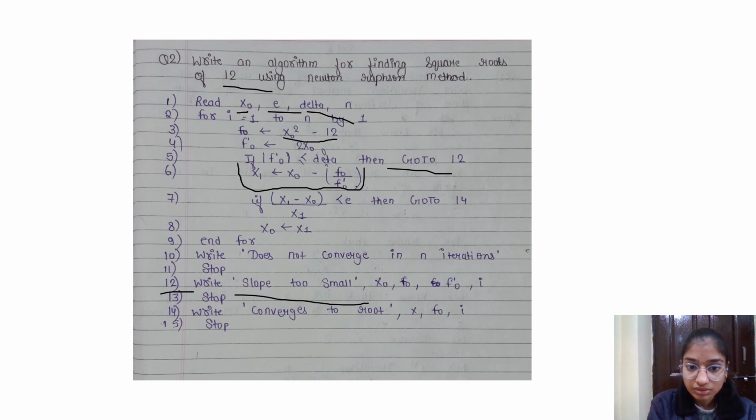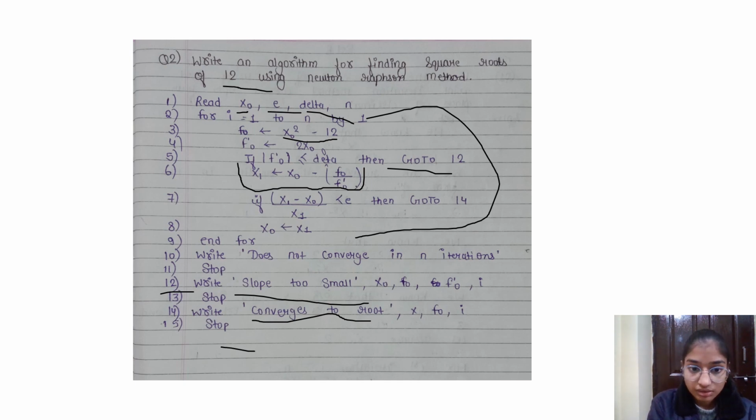In step 7, we check the relative error. If it is smaller than e, the precision value, let's suppose 0.001, then we go to step 14 and say that we got our convergent root, and we stop the algorithm here. If the condition is false, then we assign x1 to x0. We follow these steps again and again till n.